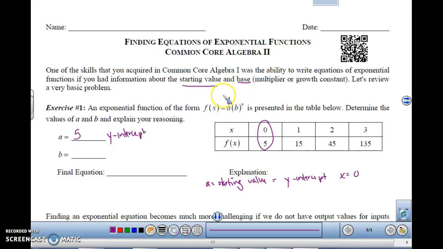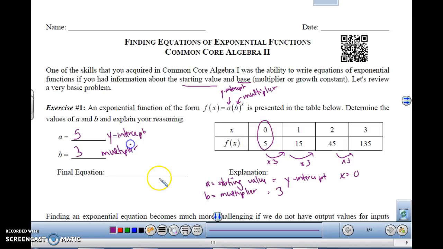Okay, now the b value. The a value is this y-intercept. The b value is the multiplier or the base, or the growth constant, it's also called. So what is happening as we move from point to point here? We are multiplying by 3. Every single time we're multiplying by 3, so the multiplier is going to be 3. So that's going to be our b value. So b is 3. So that's our multiplier.